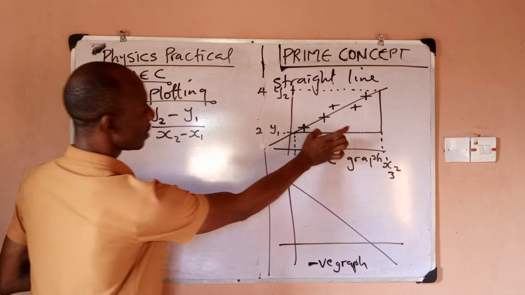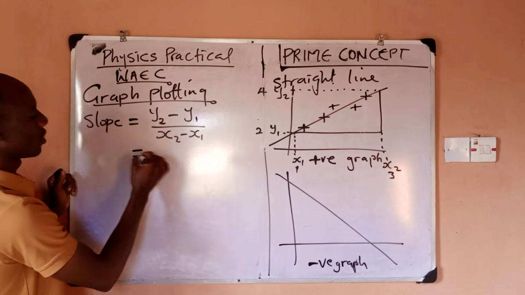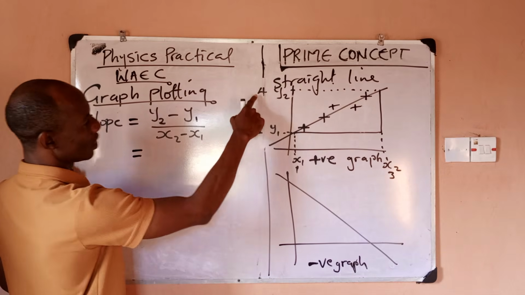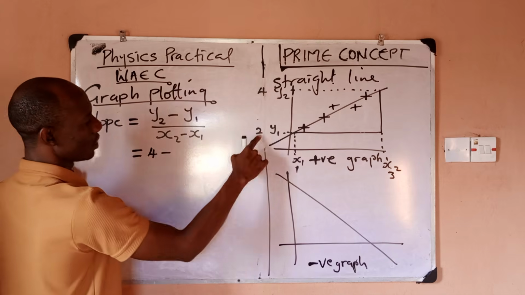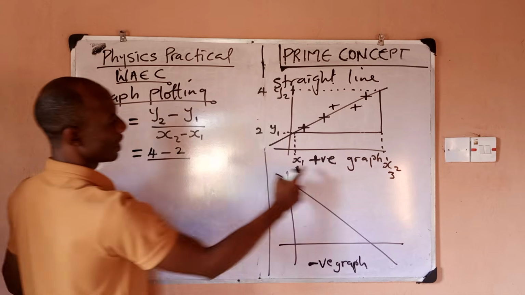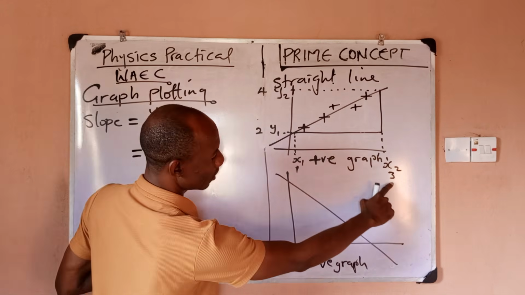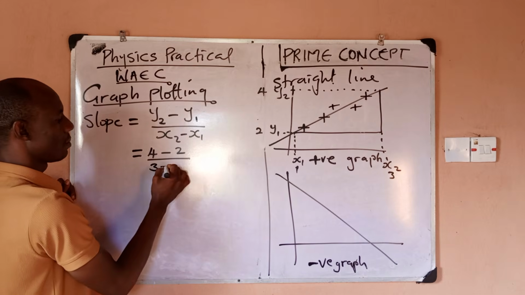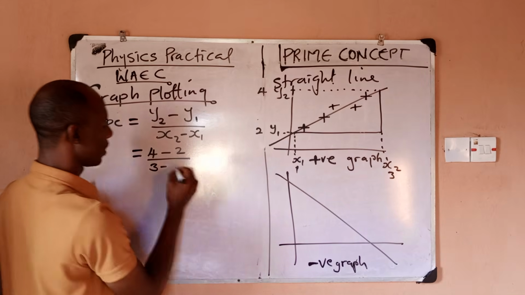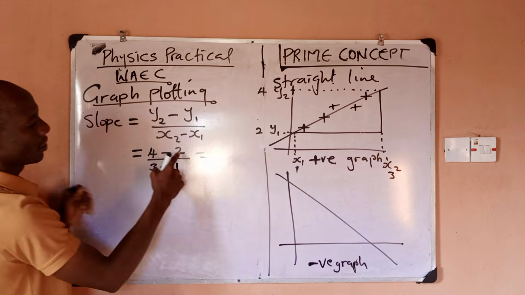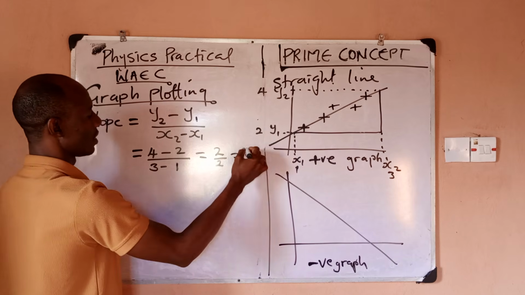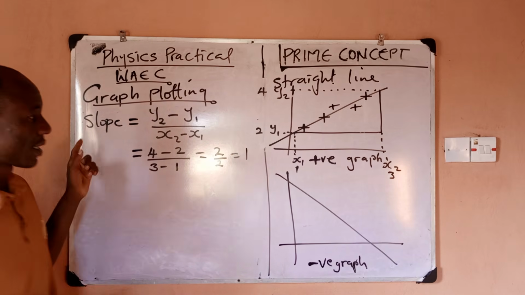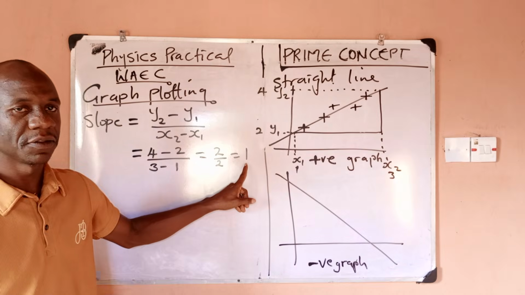Now, you want to get the slope of this. What are you going to do? You're going to use y2, which is 4. So you're going to say 4 minus y1, which is 2, divided by x2, which is 3, minus our x1, which is 1. So what do I have? I have 4 minus 2 is 2 divided by 3 minus 1 is 2, and this is actually 1. So you notice that in this case, your answer is positive, it is 1.